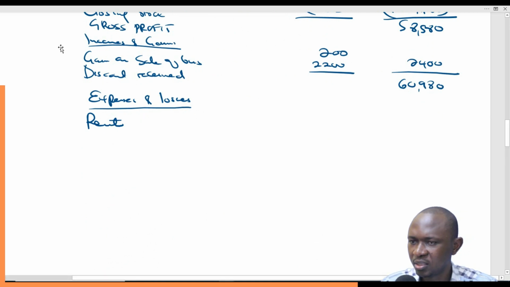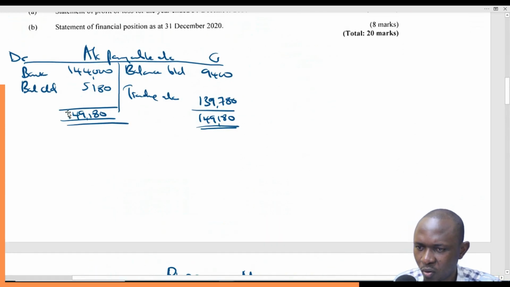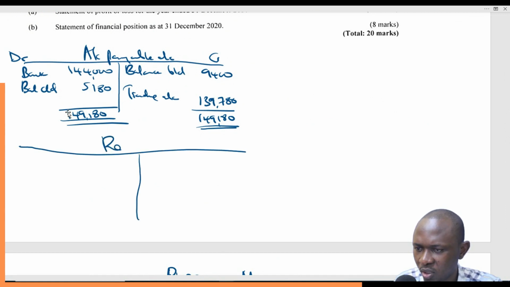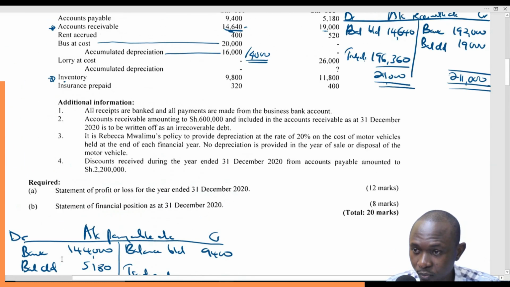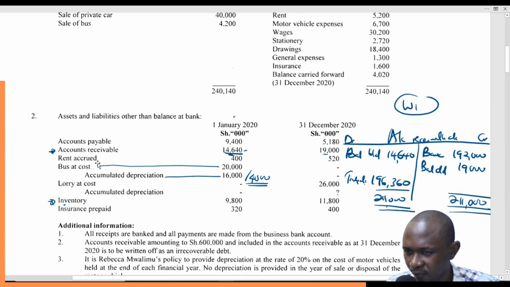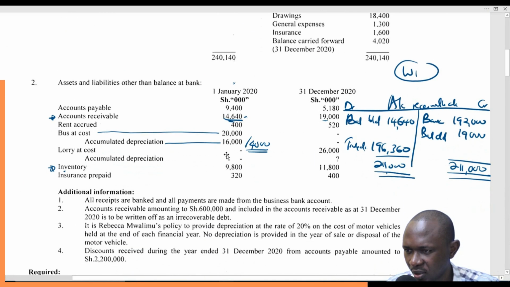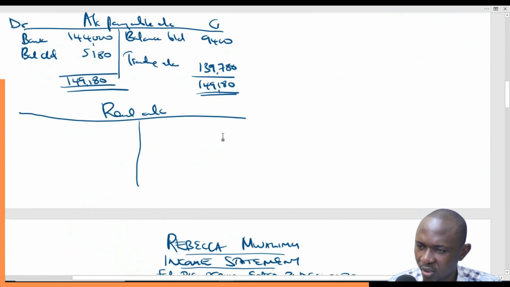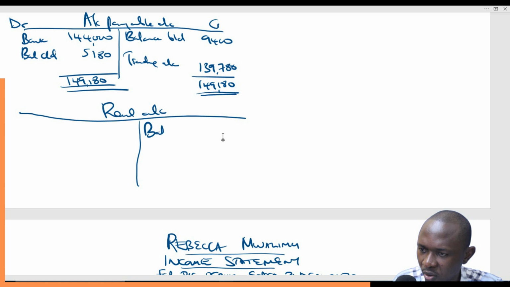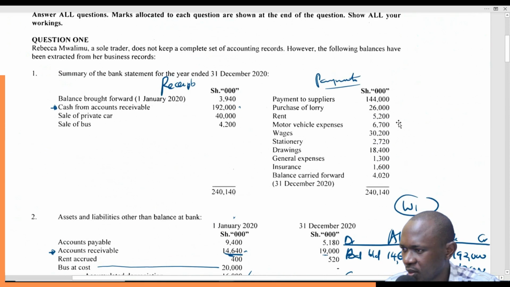Rent. And since there was rent accrued, we'll open an account here to see the figures that we're going to use. So, rent account. We'll start with this is rent accrued. So rent accrued is 400. Since it's accrued, it will be on the credit side. Balance brought down 400. Then rent itself is an expense. So bank, how much was paid, and you can see the rent is on the credit side.